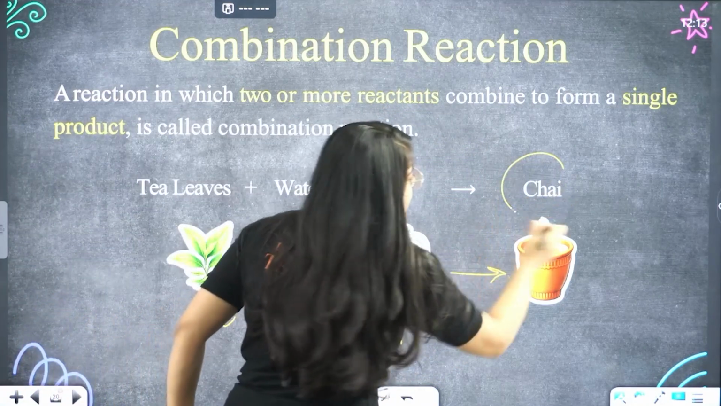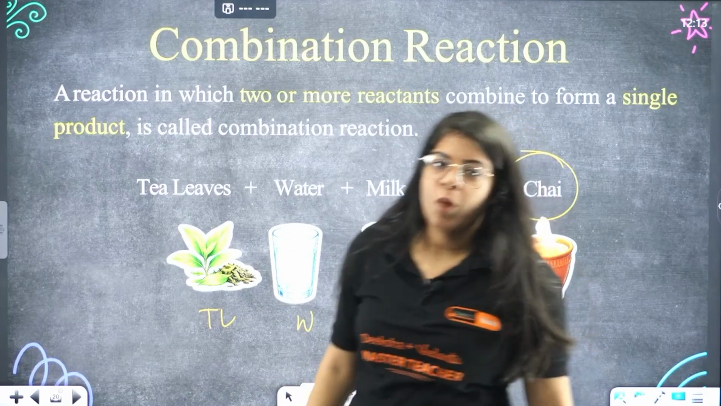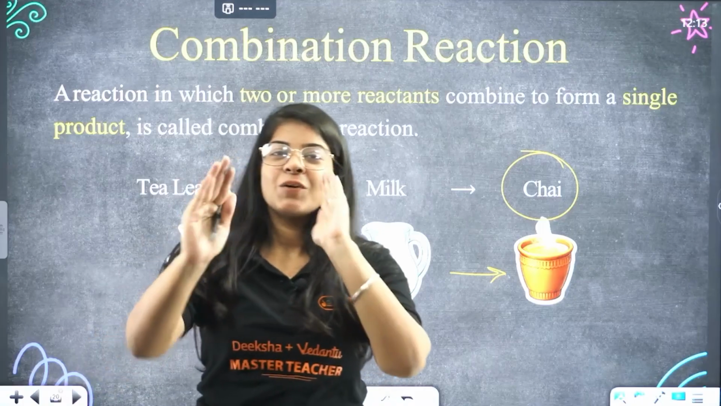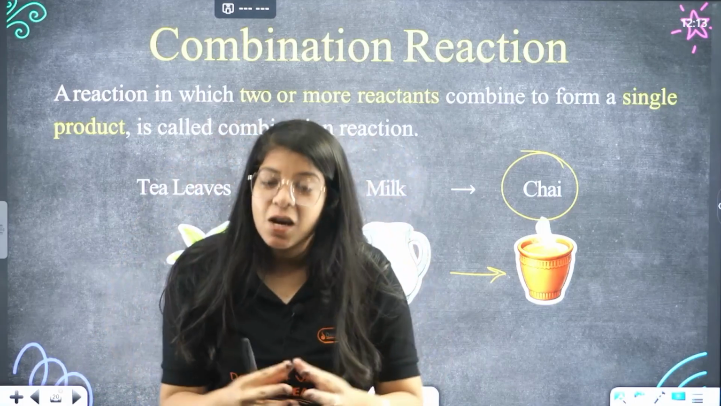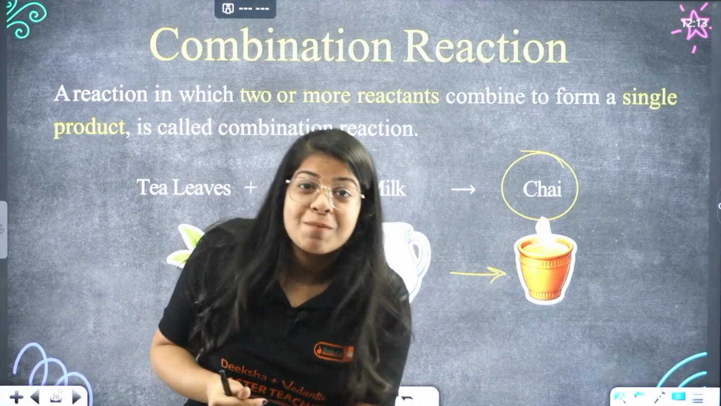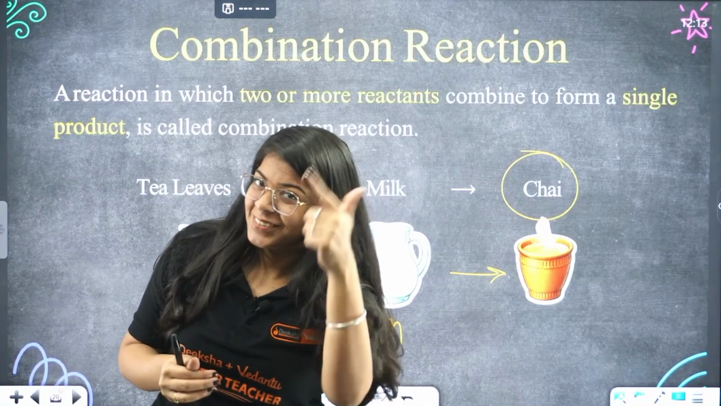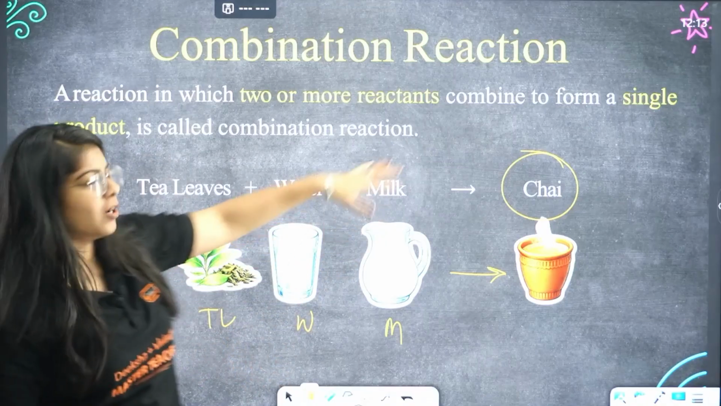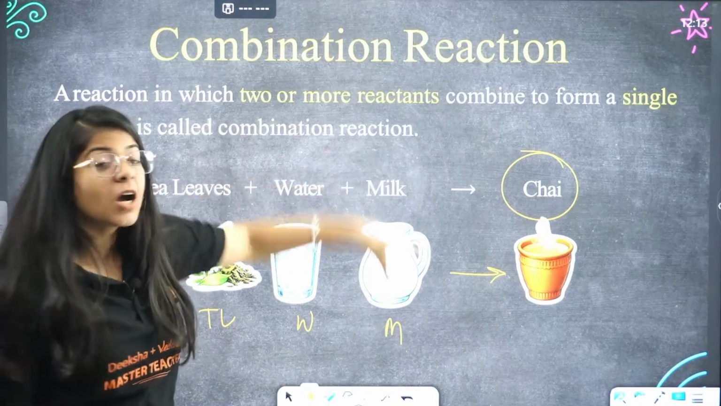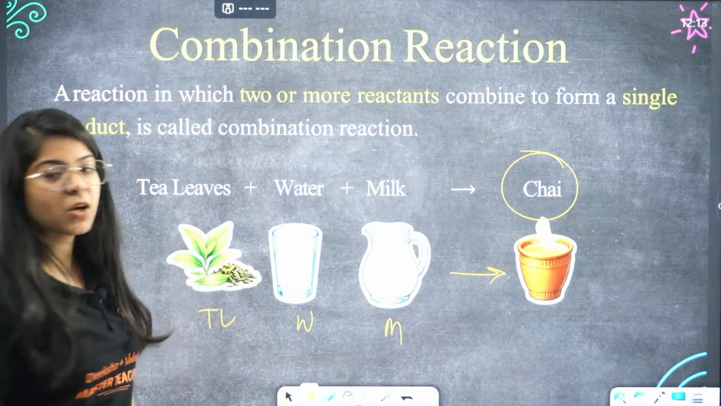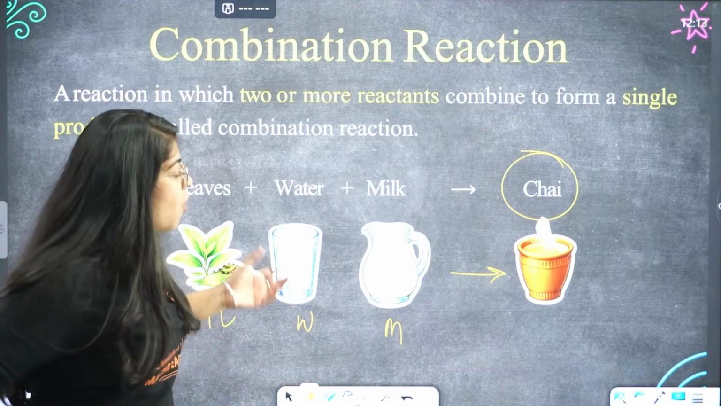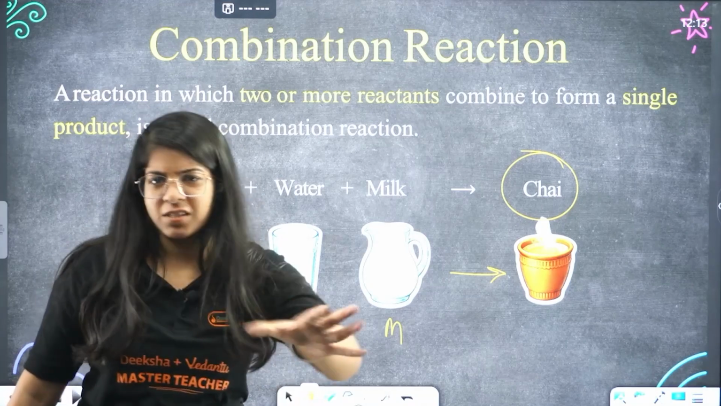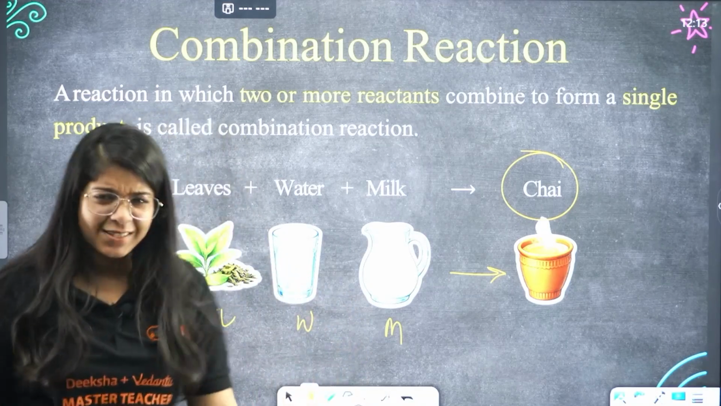This product is single, right? But ma'am, we also get tea leaves, the chai patti, that we filter. That chai patti is a precipitate because it settles down. See, connecting the dots. Nice. Okay, so it's called a combination reaction. Why? Because we combined 2 or more reactants, formed a single product, and this is called a combination reaction. I think it's readable, right?